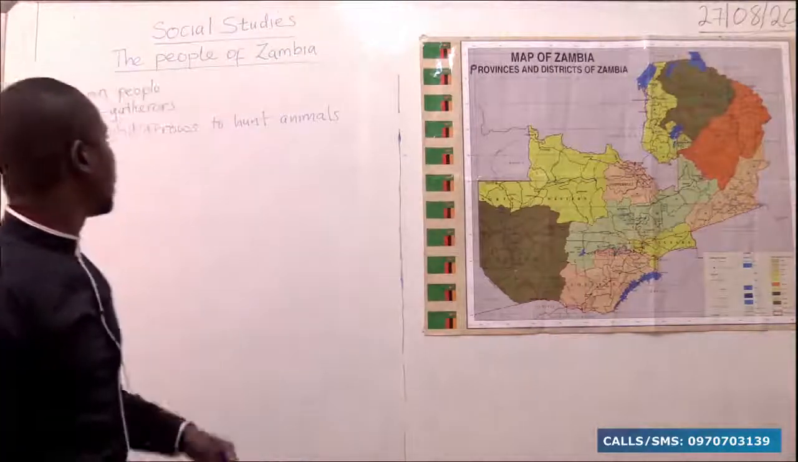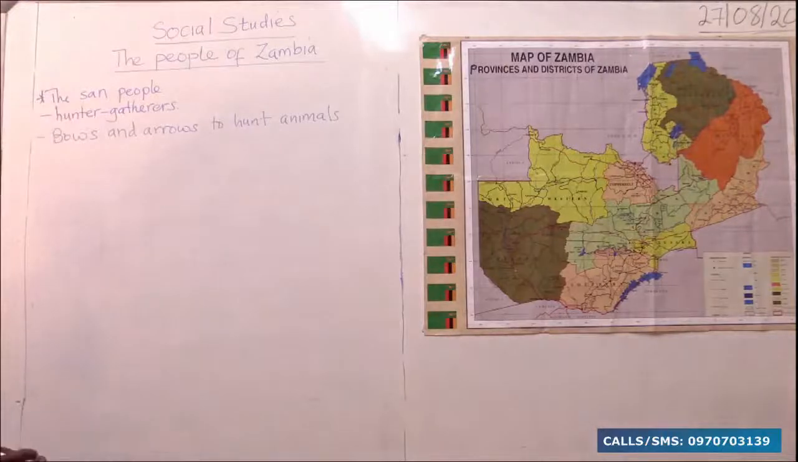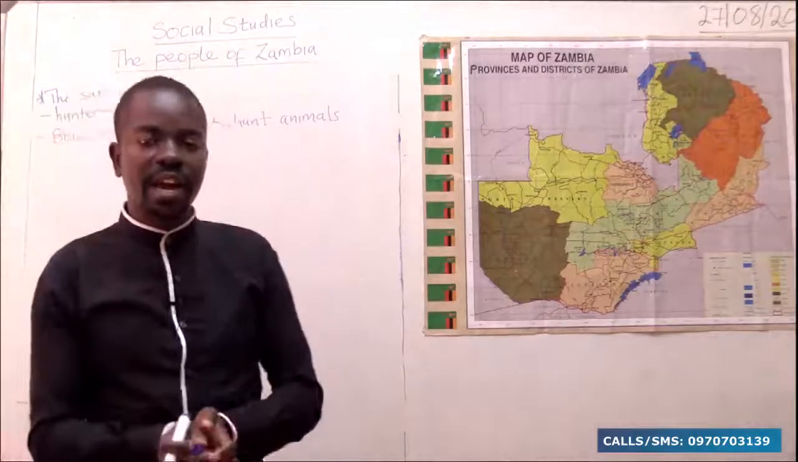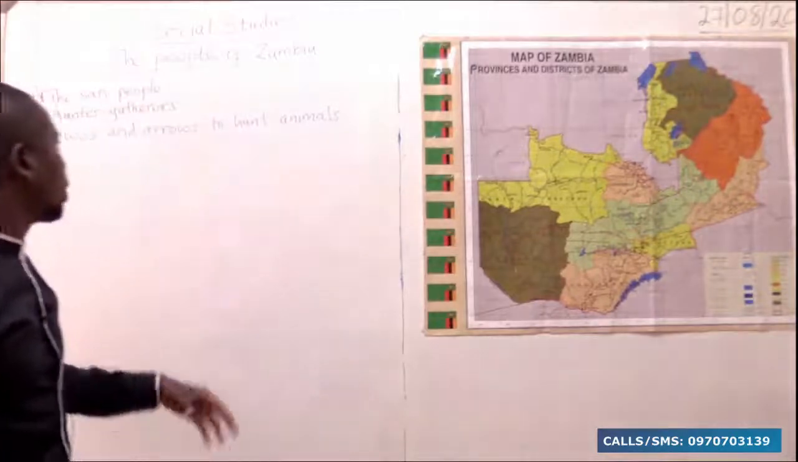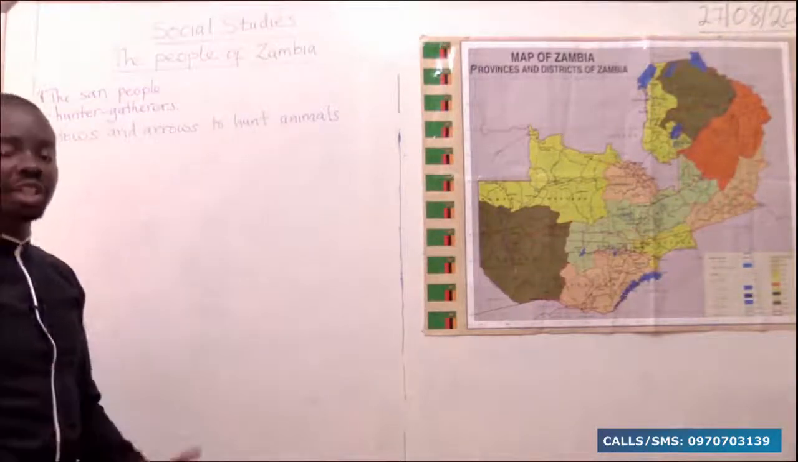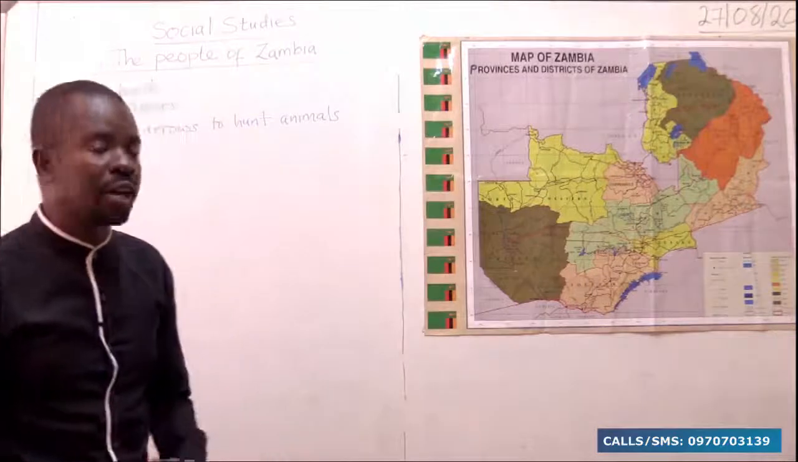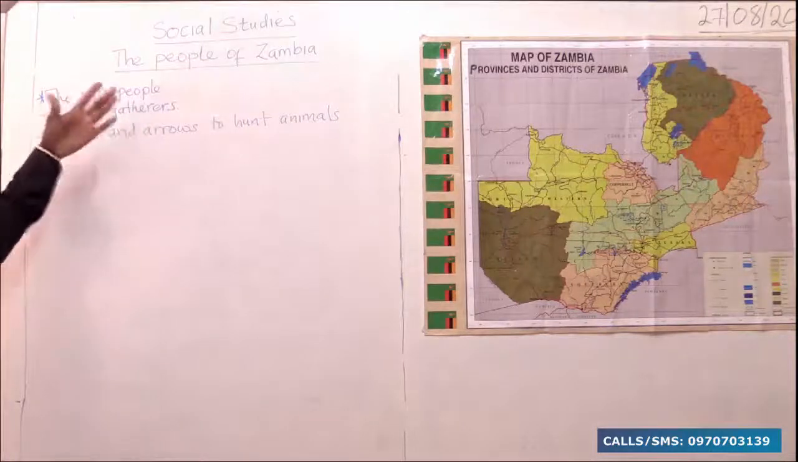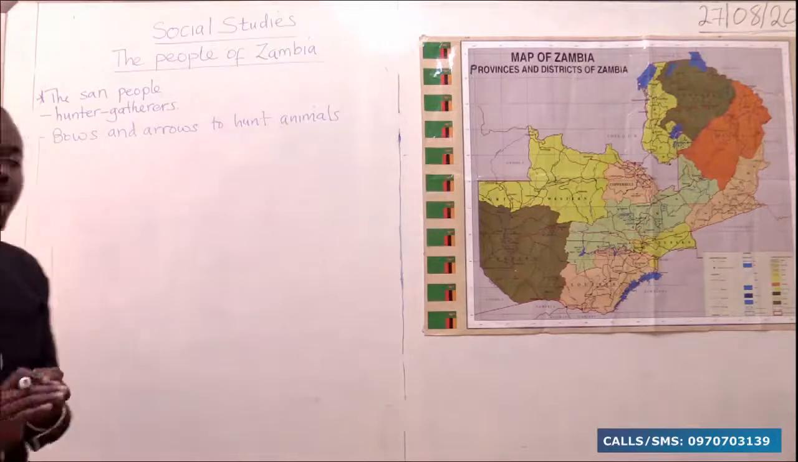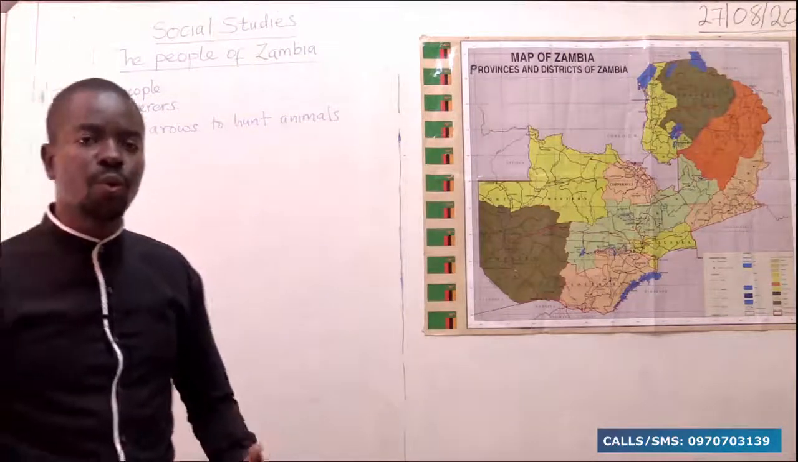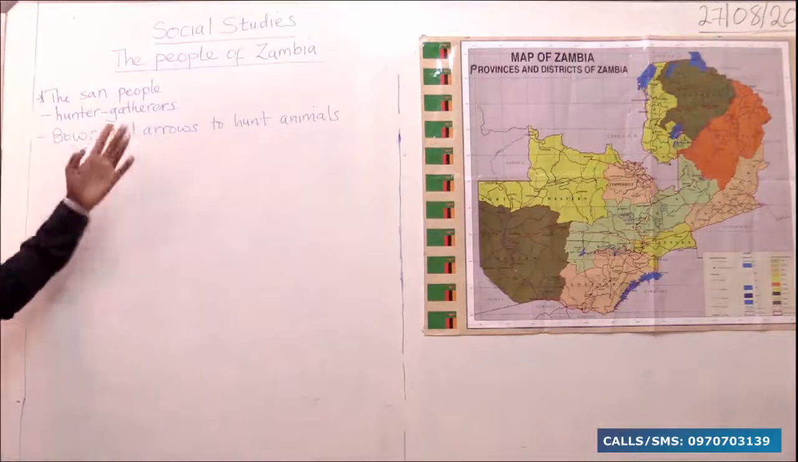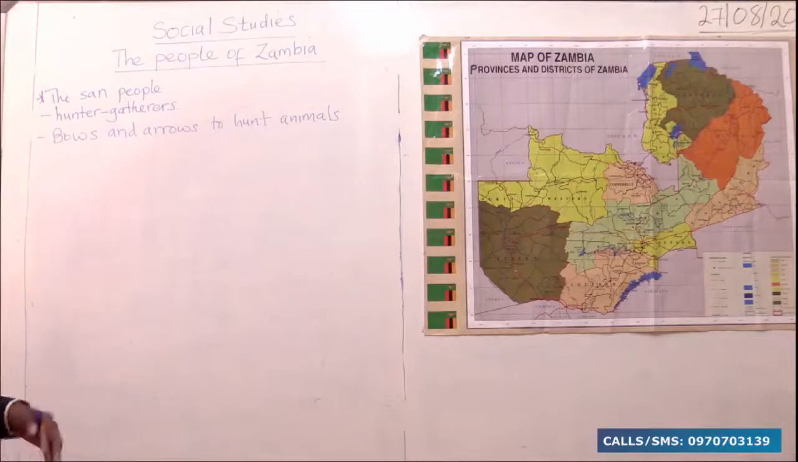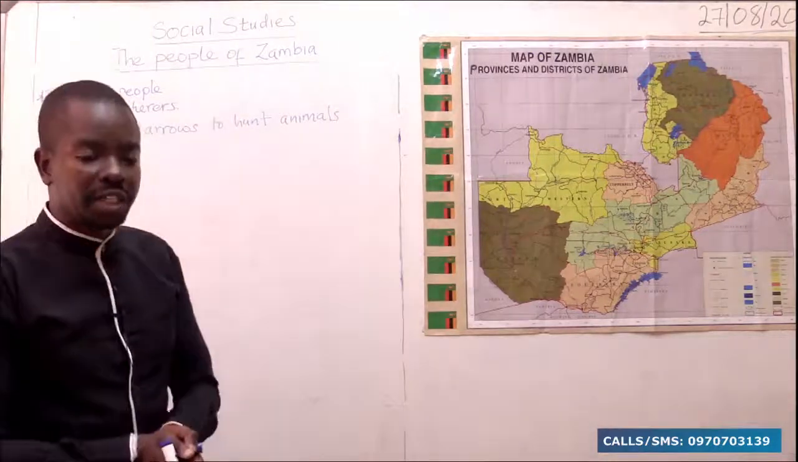They used bows, and these people, boys and girls, were also gatherers. What does it mean when we say they were gatherers? Meaning that they used to gather wild fruits and vegetables for food. They would gather wild fruits such as berries, masuku, and others in order for them to eat.